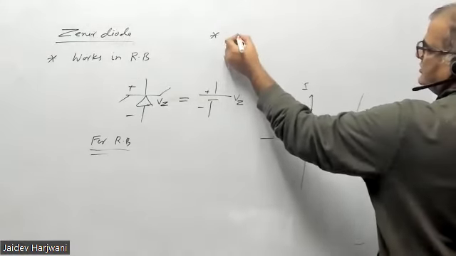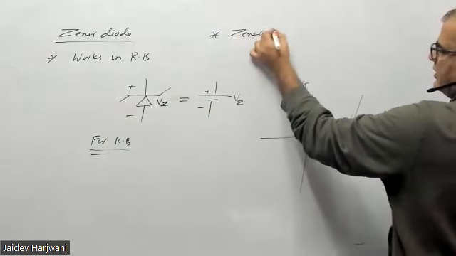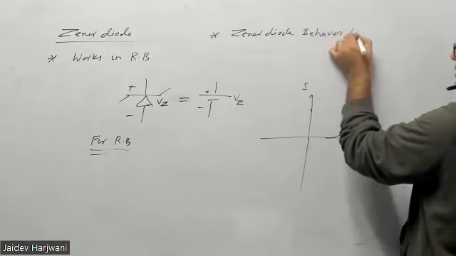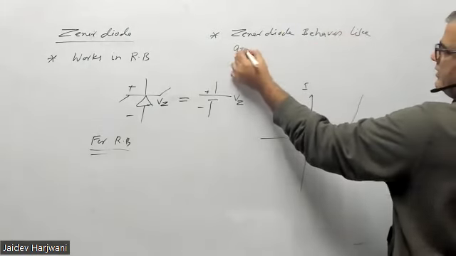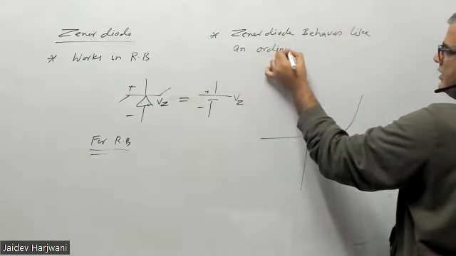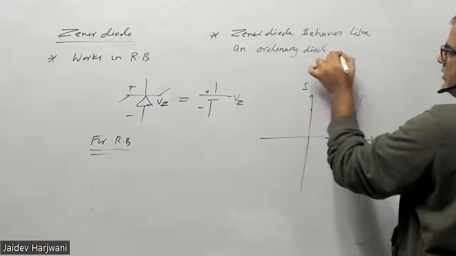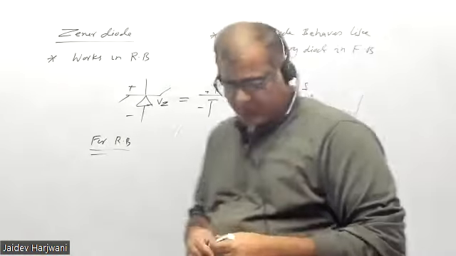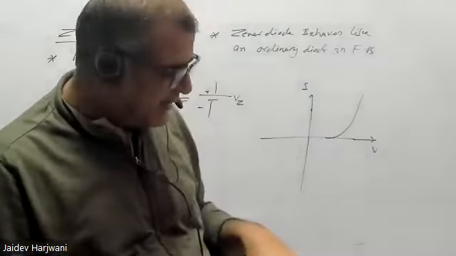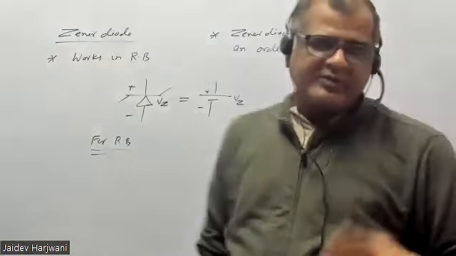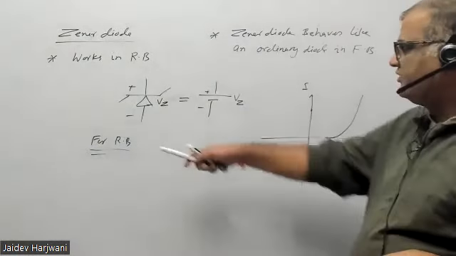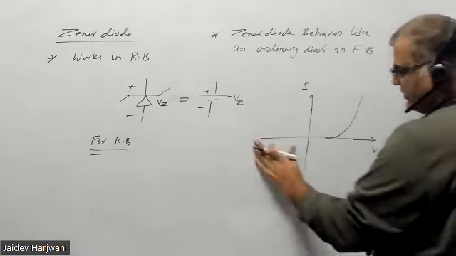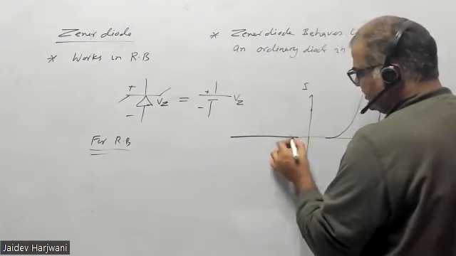Note this point: Zener diode behaves like an ordinary diode in forward bias. So both sides it will be replaced by a battery, of 0.7 volt, and on the reverse side, if it is reverse bias, it will be replaced by battery VZ. So what happens in the reverse bias?